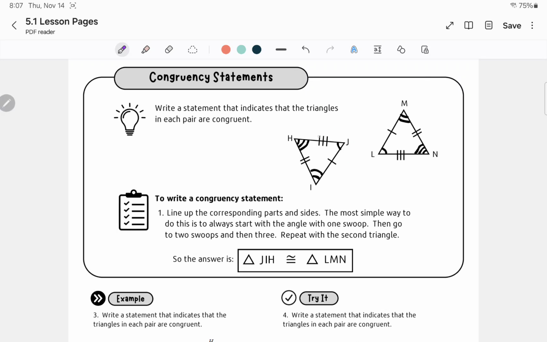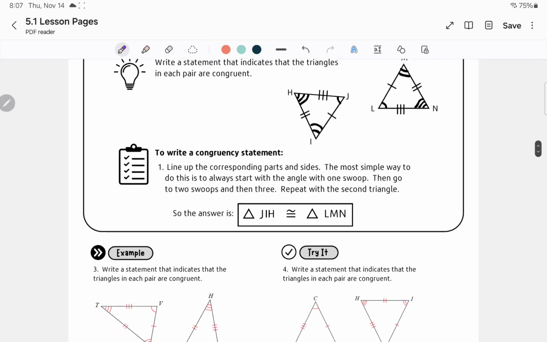So I'm going to start with my left triangle. The one with the angle with one swoop is J, so that's why you're starting with J right here. Then 2 swoops is I. Then 3 swoops is H. So JIH, that's the first triangle right here. Then you put the congruency symbol. And then you're going to do the same thing over here. So L has 1, then M has 2, N has 3. So 1, 2, 3, L, M, N. And that's your congruency statement.